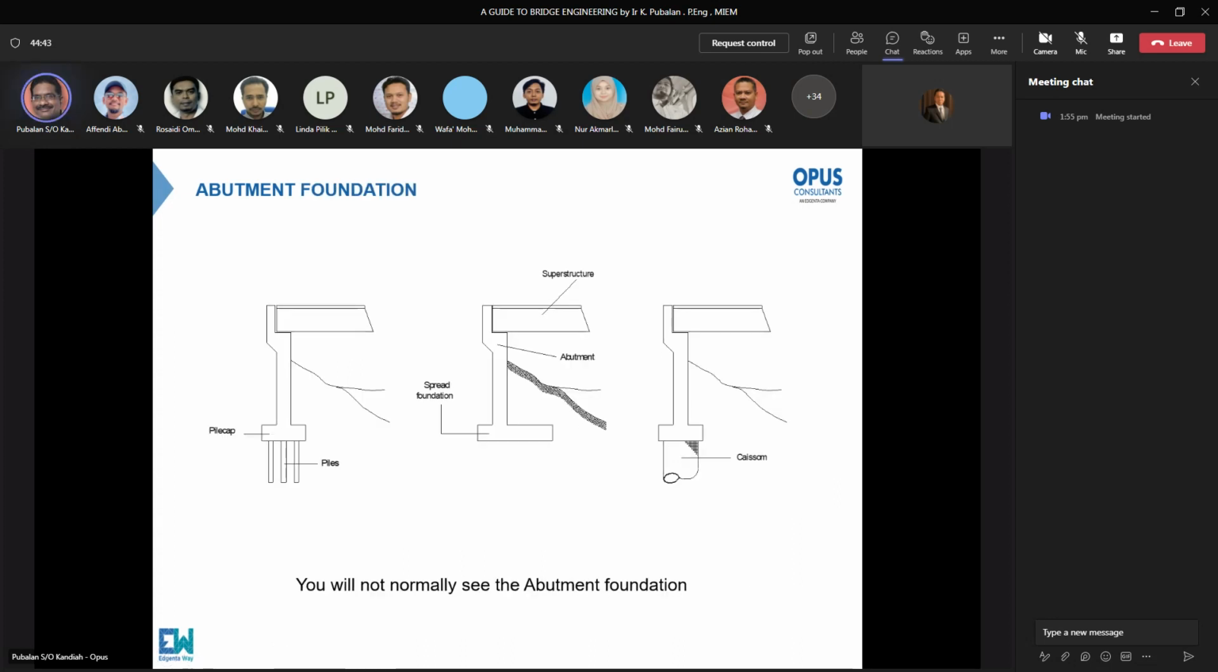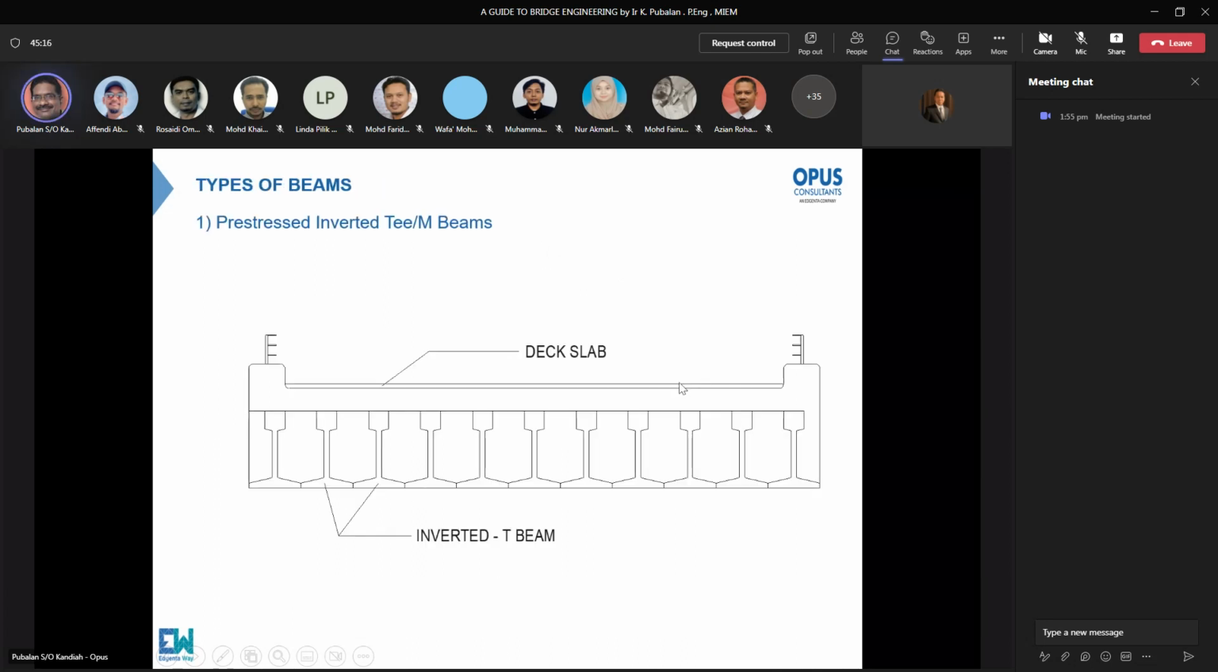Now, this is how the arrangement of the superstructure and the substructure is, and the connection will be here with the bearings. So what is the function of bearings? Bearings is a member which connects two different structures. Okay, so in this case, your bridge has got two different structures. One is superstructure, and the other one is substructure. This is how the type of beams and the deck slab.